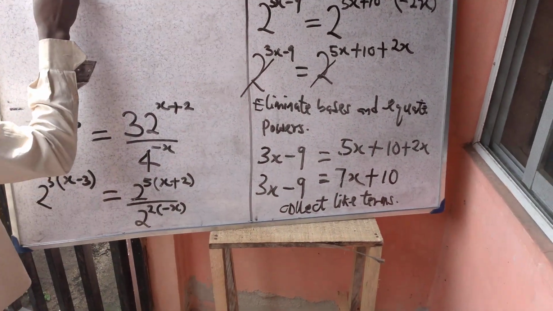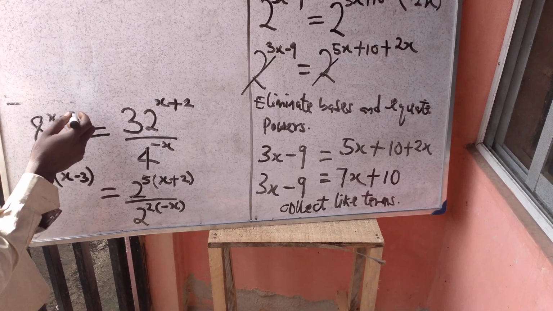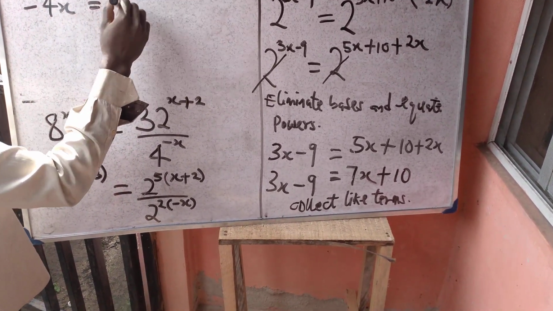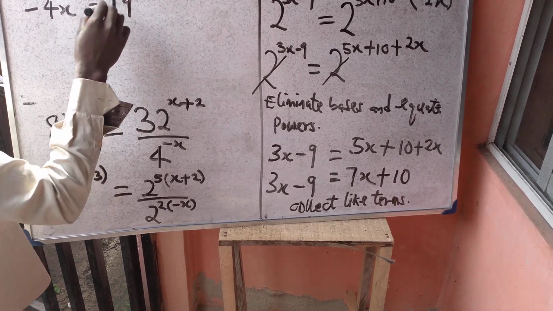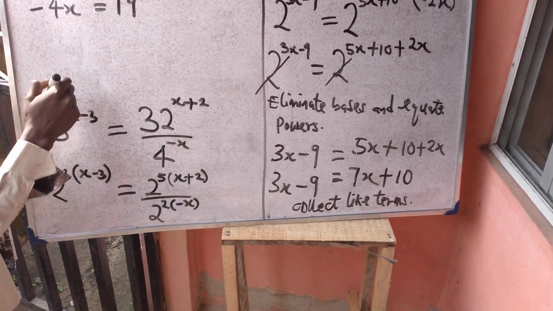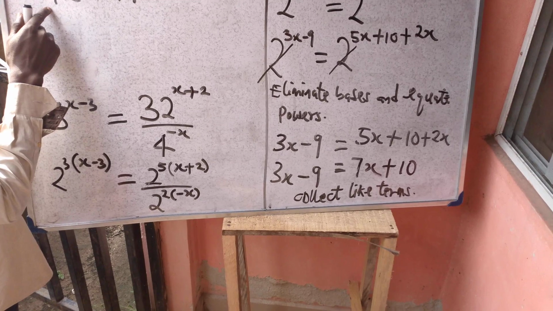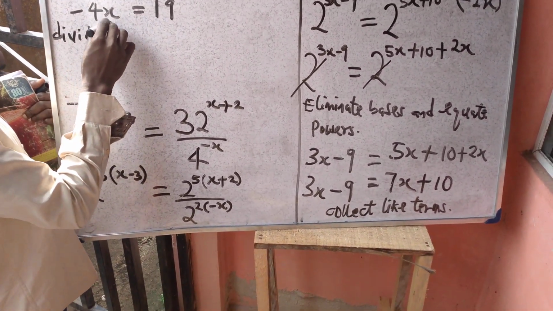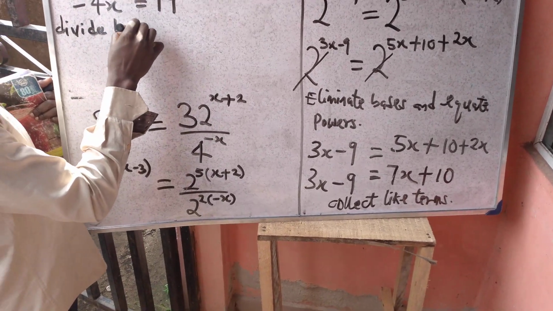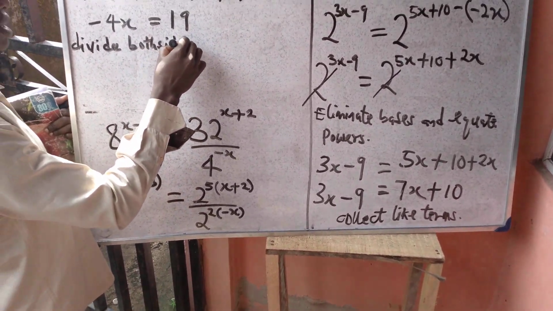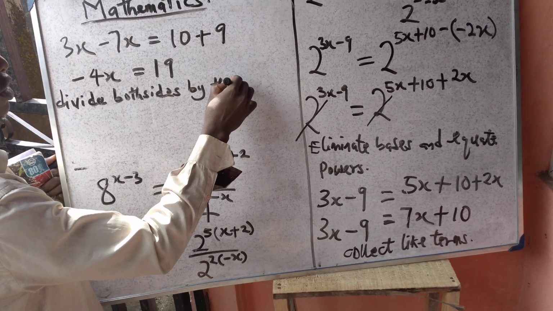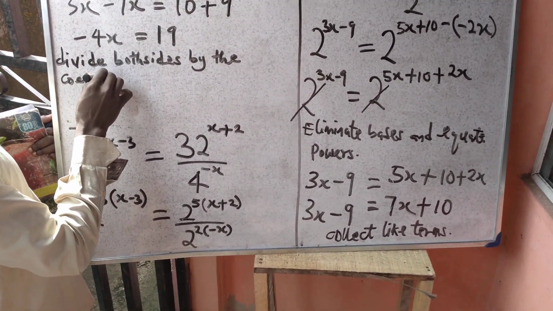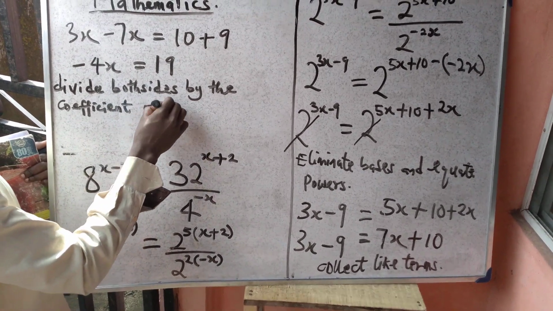Okay, so 3x minus 7x will give us minus 4x. 10 plus 9 will give you 19. Divide both sides by the coefficient of x. The coefficient of x is minus 4. So dividing both sides by the coefficient of x.